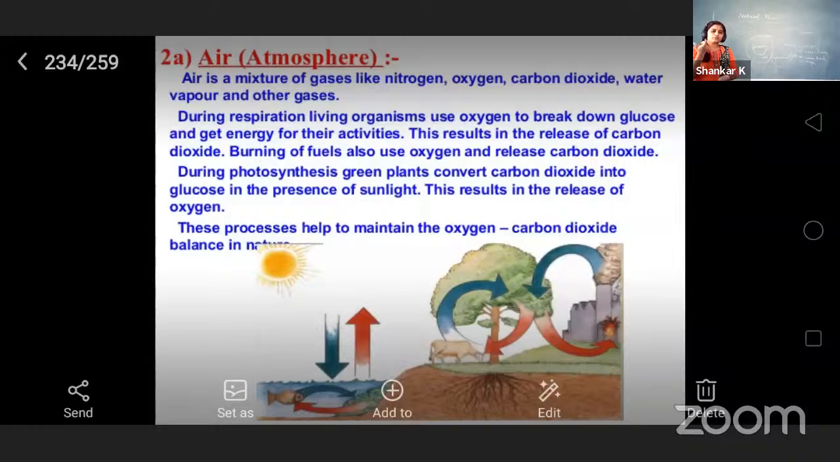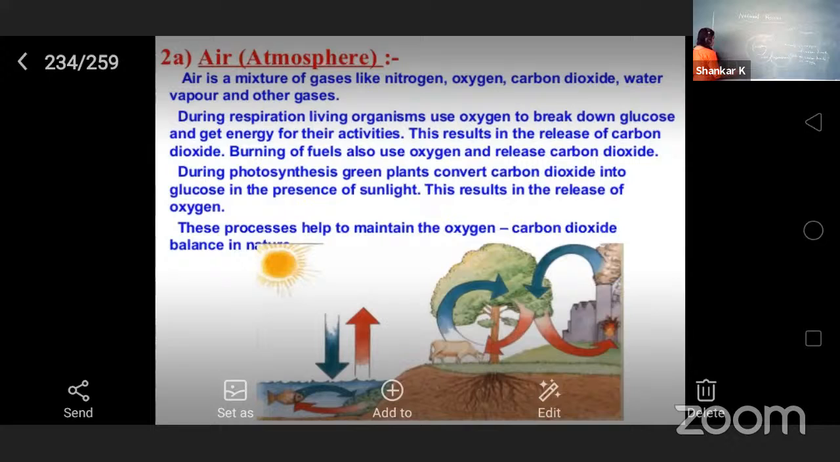So carbon dioxide, what do they do? They convert carbon dioxide to glucose in the presence of sunlight and they release what? Oxygen to the environment. That oxygen, animals and human beings, we take it and we release carbon dioxide. Right? So these processes help to maintain the oxygen carbon dioxide balance in nature.